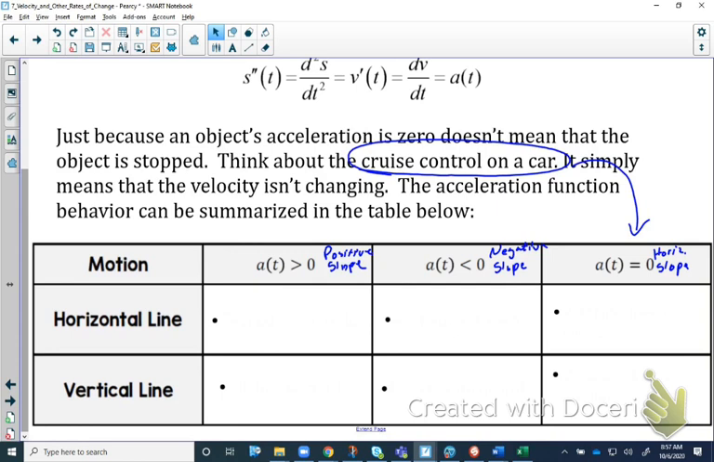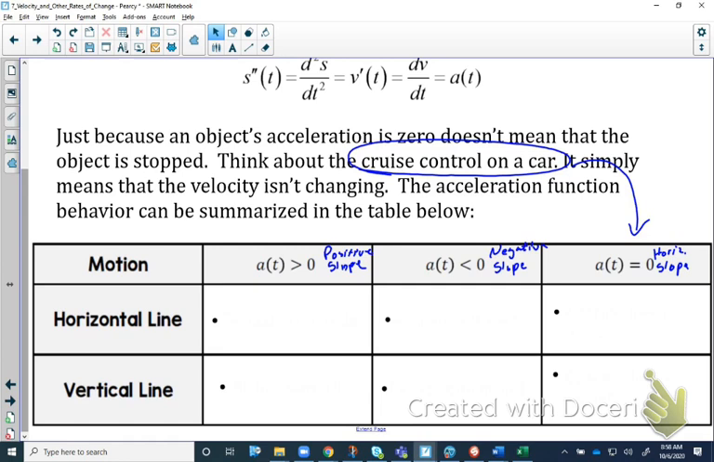Now here, what it's telling you, just because an object's acceleration is 0 does not mean that the object is stopped. And the analogy that they're giving you is about the cruise control on your car. You set the cruise control on your car at 65 miles an hour. That is your speed, that is your velocity, but you are not increasing or decreasing that, so the acceleration seems to be 0. So while you're still moving, your velocity has some value to it. Because you're neither increasing nor decreasing that velocity, your acceleration is constant and remains the same, so it would be a horizontal line.